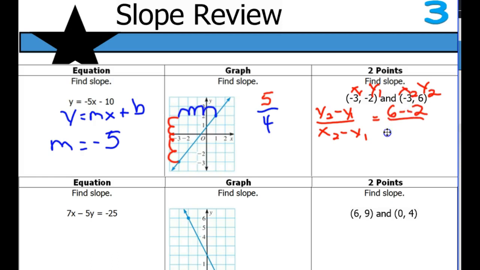Then we have negative 3 minus our negative 3. So we can make these into positives. So 6 plus 2 is 8. Negative 3 plus 3 is 0. So our slope here, our m, 8 divided by 0 is 0. So our m is 0 for this one.